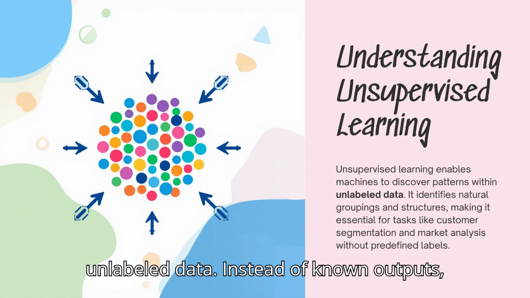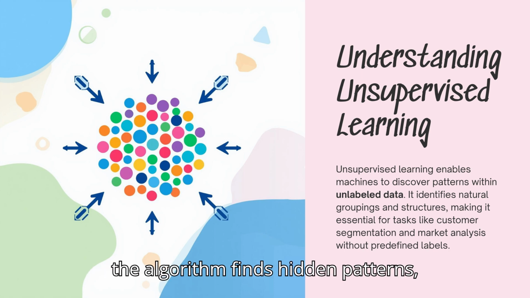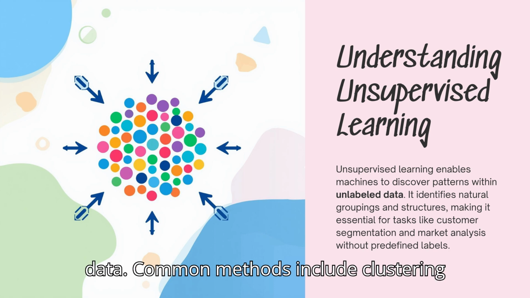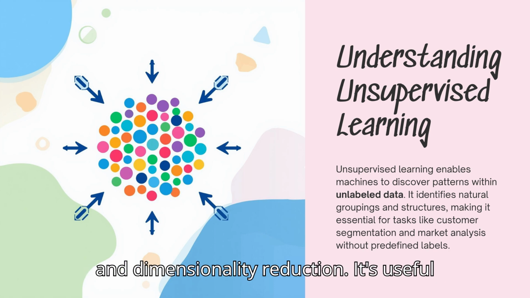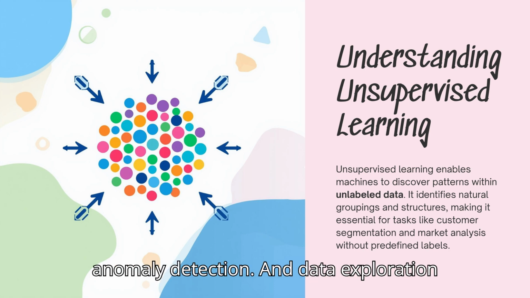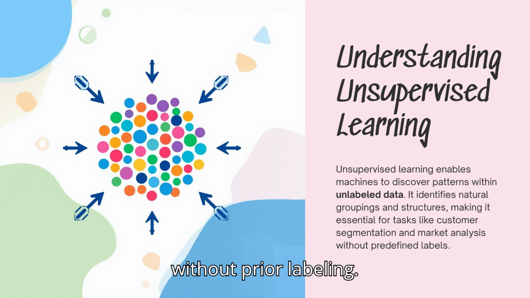Unsupervised learning is a machine learning approach that works with unlabeled data. Instead of known outputs, the algorithm finds hidden patterns, relationships, or groupings within the data. Common methods include clustering and dimensionality reduction. It's useful for tasks like market segmentation, anomaly detection, and data exploration without prior labeling.